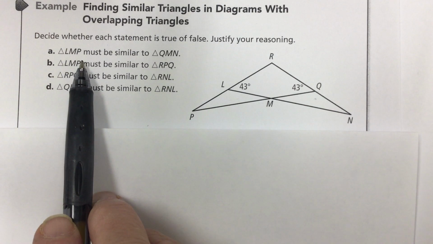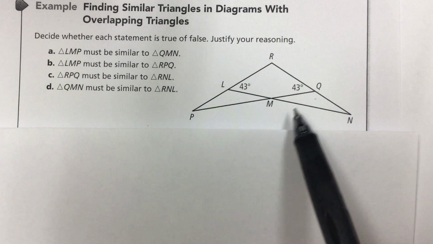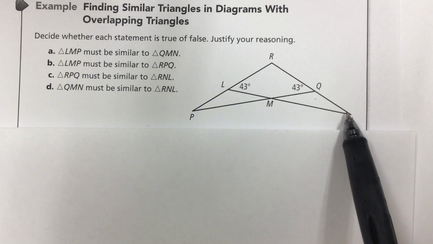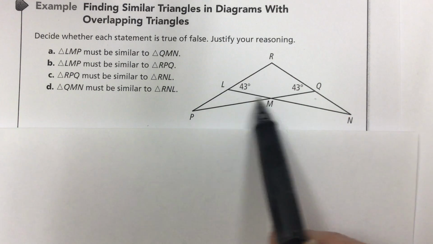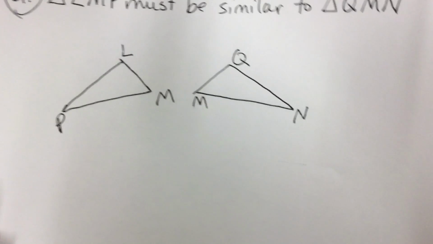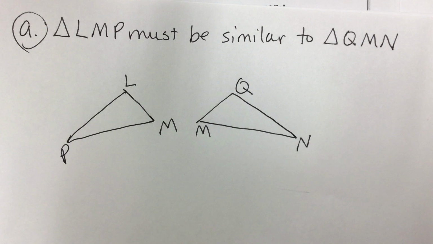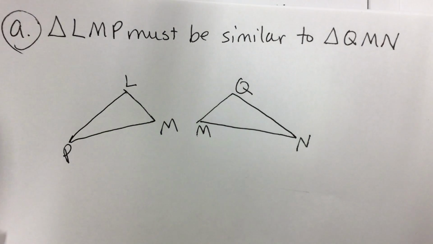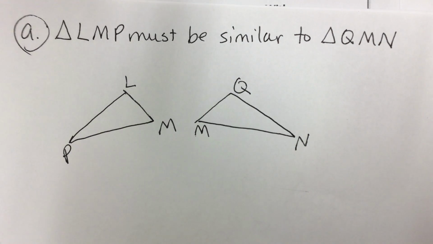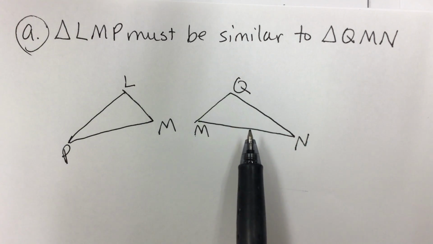Triangle LMP must be similar to triangle QMN. So we're looking at the triangle LMP and QMN. Now, I've kind of drawn these. I have pulled them apart. I have separated them and pulled them apart. So we're going to be looking at their corresponding angles, and see if we can find any relationship to prove that they're similar. If we can find two angles of this triangle congruent to two angles of this triangle, then we know this is a true statement that the triangles are similar.